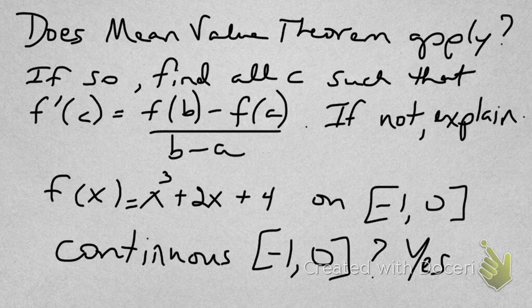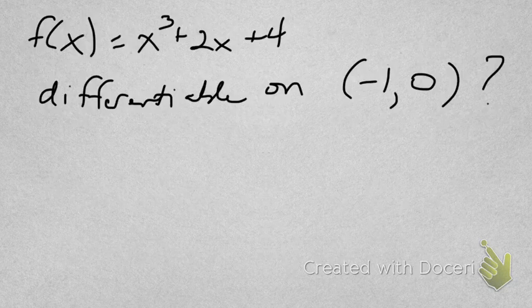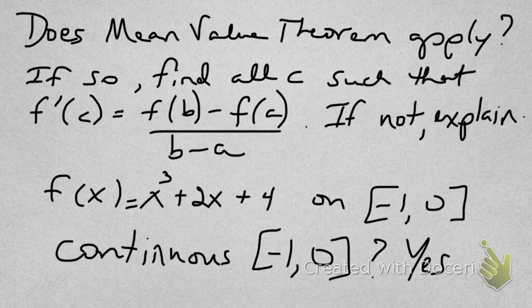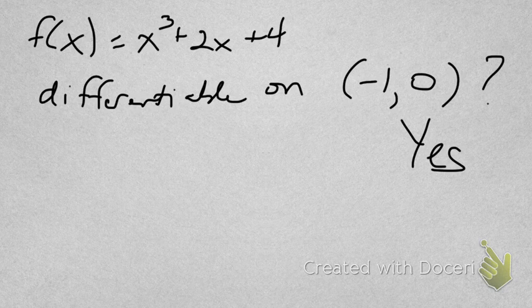So is the function continuous? Yes, it is. It's a polynomial function. We don't have any discontinuity, no holes, no asymptotes. The next condition, is the function differentiable? Well, sure. I don't have any discontinuity. I don't have any sharp corners or cusps. So yes, the function is differentiable. Yes, the function is continuous.